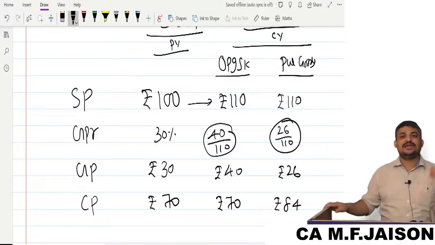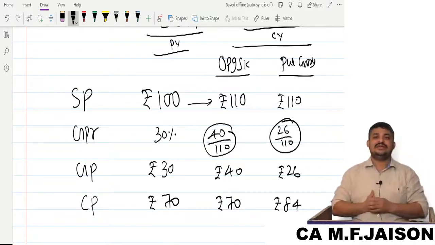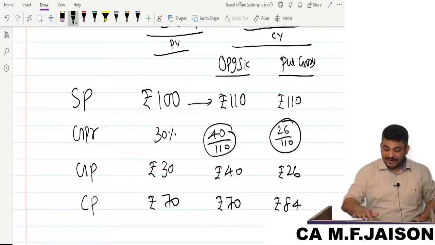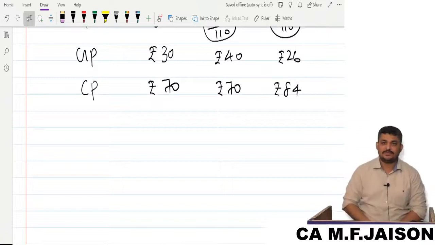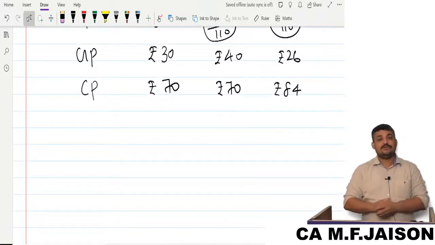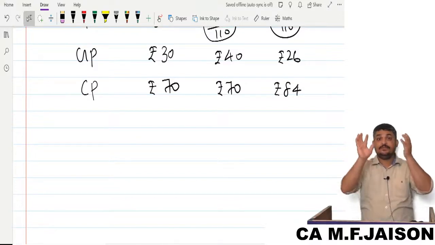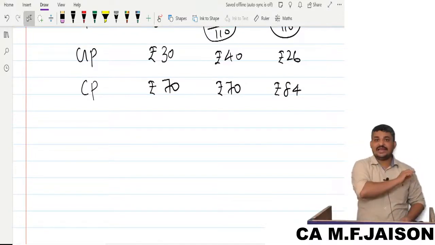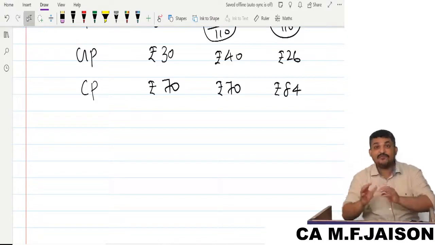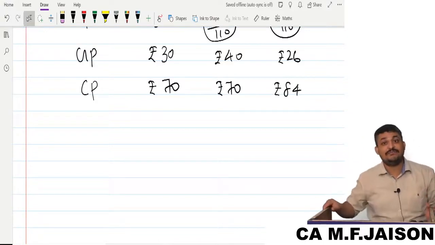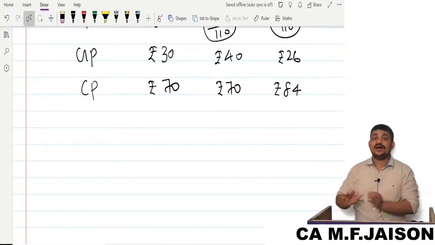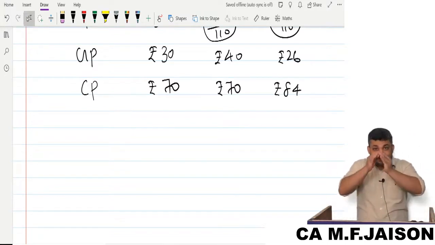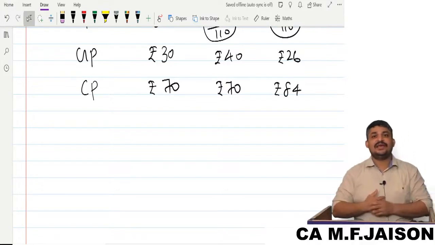Now I have 40 by 110 and I have 26 by 110. So what should I do to find out gross profit? What is the basic concept of gross profit? Sales into GPR, correct? What is the sales of this current year? What is the sale of the year, which I recorded as 8,80,000? But the point is that the 8,80,000 has the sale of opening stock and the sale of purchased goods. Like that, we have two sales in this particular current year.